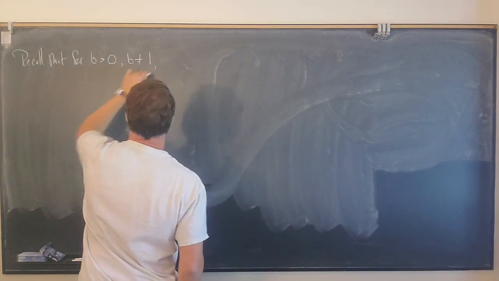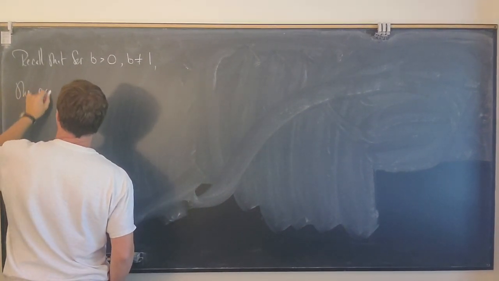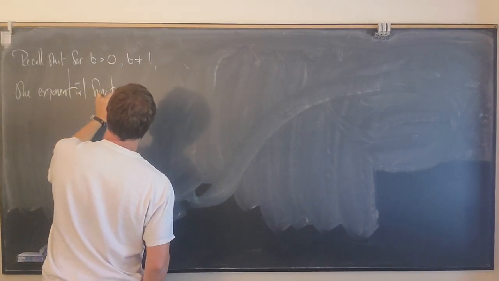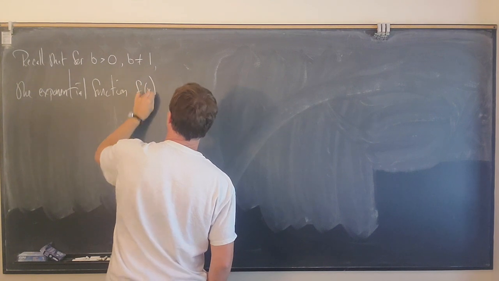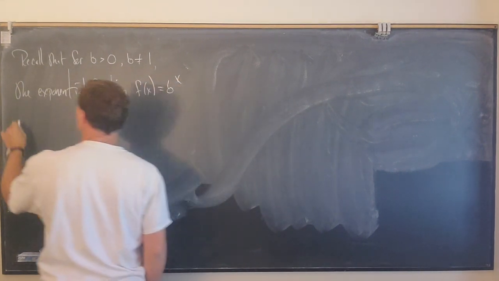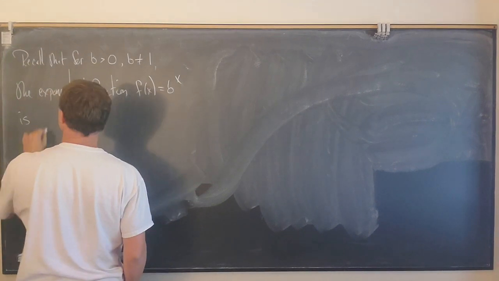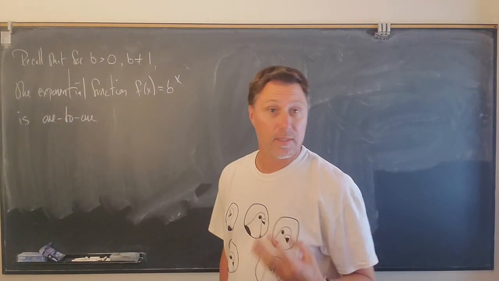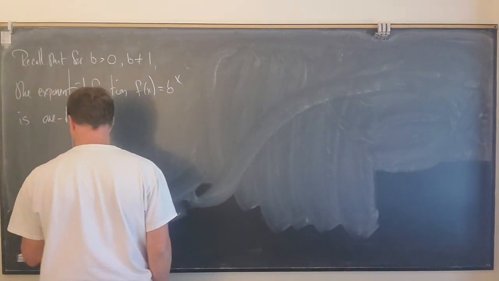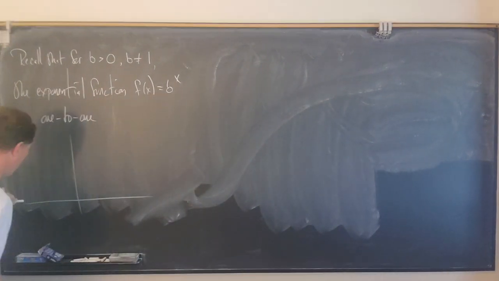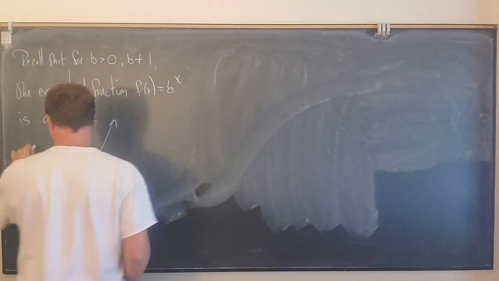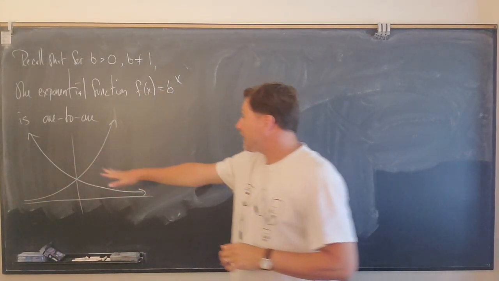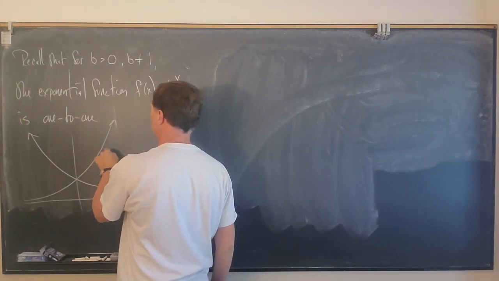The exponential function f of x equals b to the x is, now we didn't say this out loud, but this function is 1 to 1. Now, how can you see that? Well, you can see that by just looking at the graph, right? So the exponential graph, depending on the value of b, either looks like this or like this.